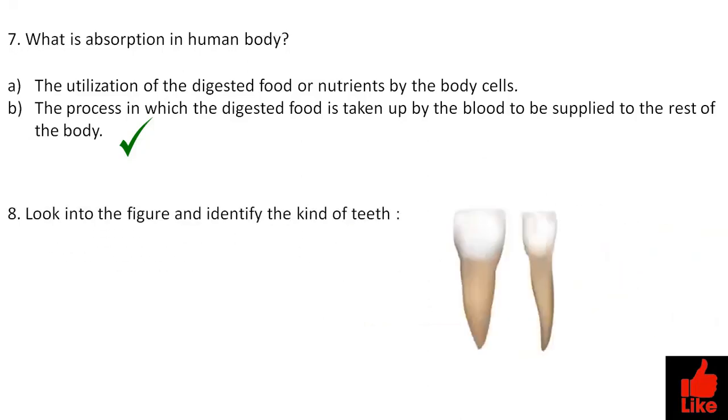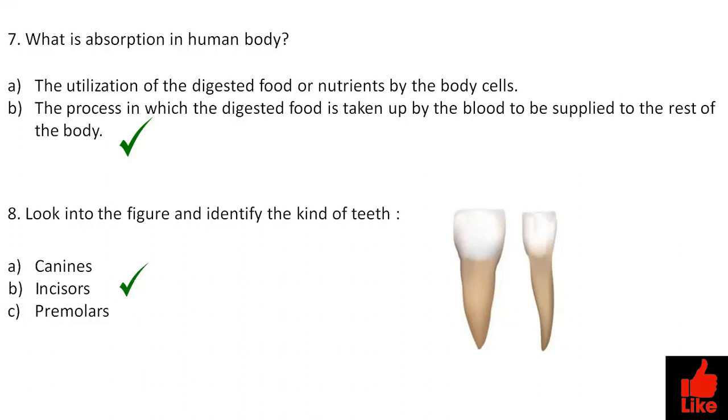The question here is, look into the figure and identify the kind of teeth. Here the options are option A, canines, option B, incisors, or else option C, premolars. So what do you think? What should be the correct answer? Here the correct answer is option B, that is incisors.